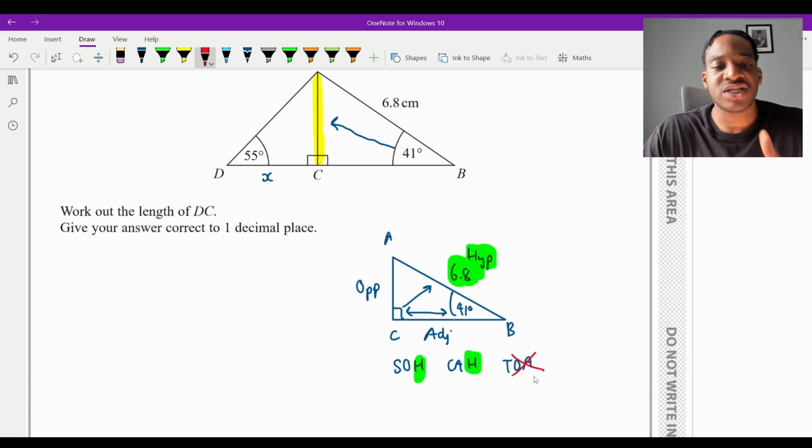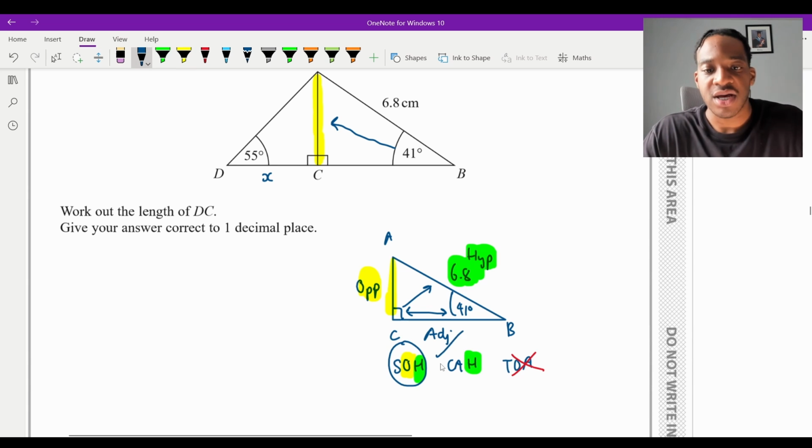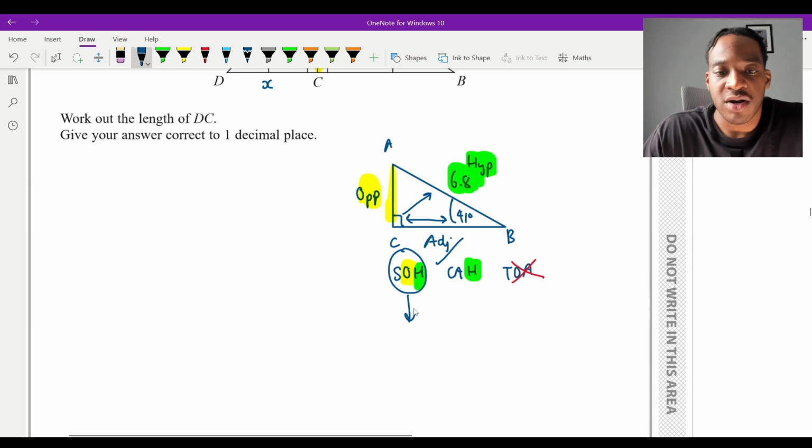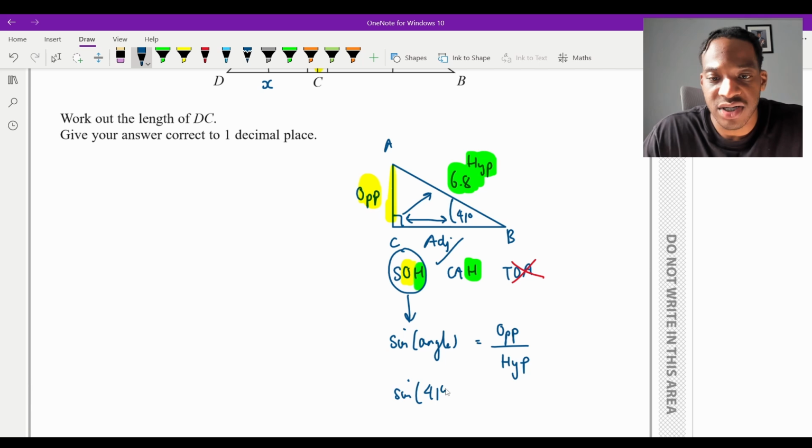And now, which side are we looking for? It's the yellow side, isn't it, which is the opposite. So it's going to be SO. So we're using SO. So therefore, let's write out the actual formula. It's going to be the sine of the angle is equal to the opposite divided by the hypotenuse, isn't it? Now we're just going to plug in everything that we know. The angle in this case is 41 degrees. And the side is what we're looking for.